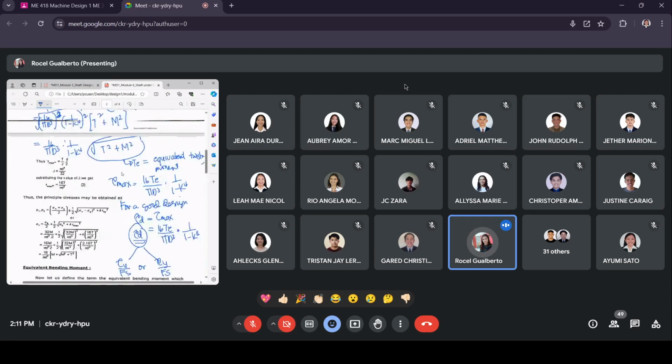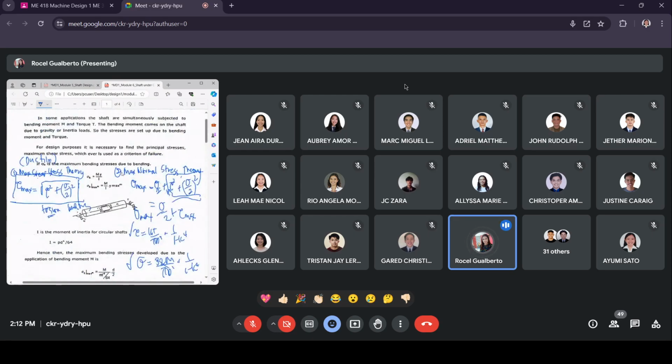We go now to the maximum normal stress theory. For the equation, we have sigma over 2 plus tau maximum. So this is our equation. The maximum normal is good for brittle materials. For brittle materials, if you have combined torsion and bending, it would most likely fail in the bending part, not in the twisting. So that holds true on brittle materials.